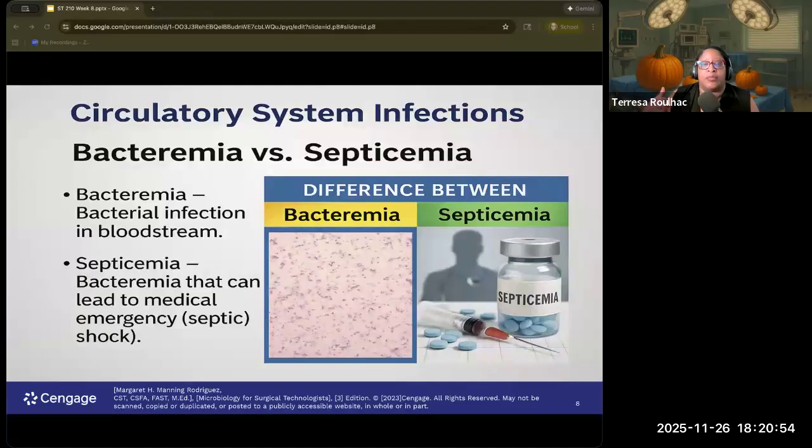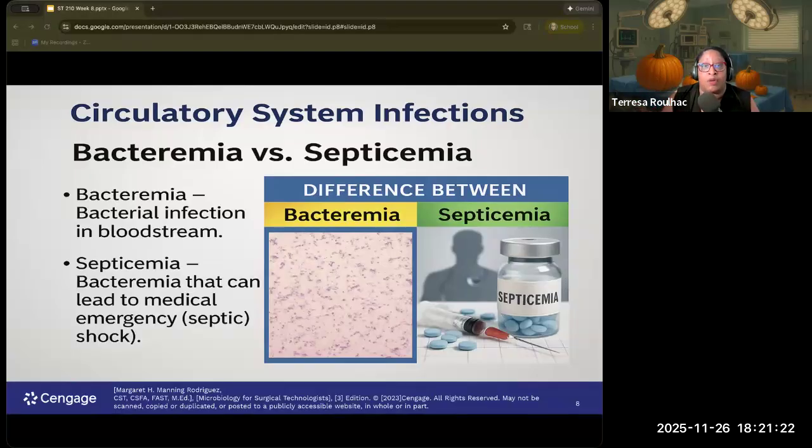Now, when we look at bacteremia, bacteria that's actually in the bloodstream, it's caused by minor skin injuries. It could be surgery, it could be trauma or infections that can spread. It can also happen after using catheters, implants, or unfortunately from post-op wound infections. Now, with septicemia, this is a more serious body-wide systemic infection.